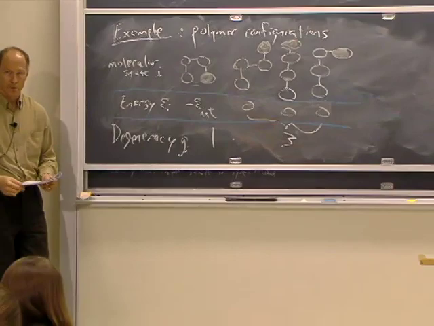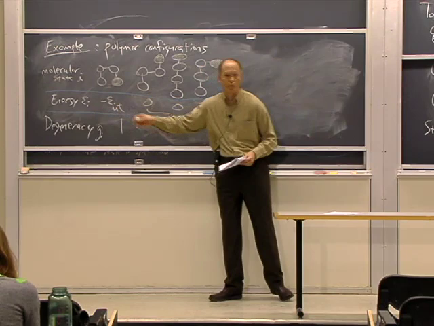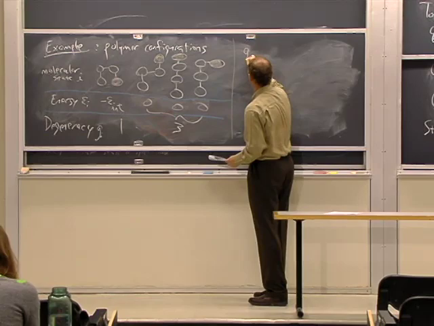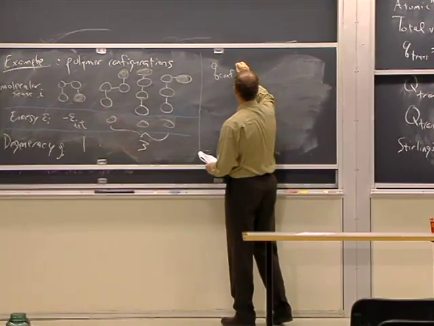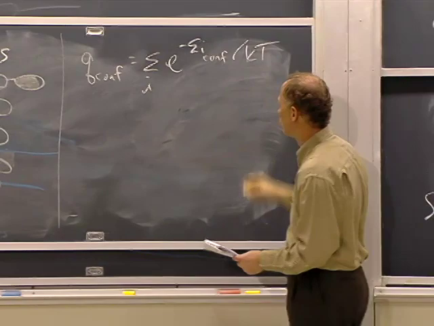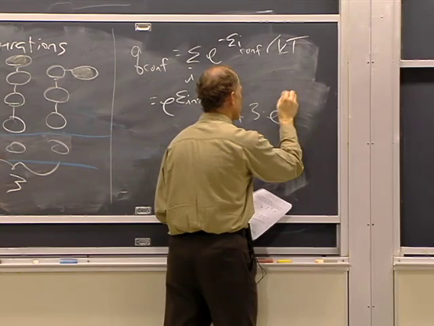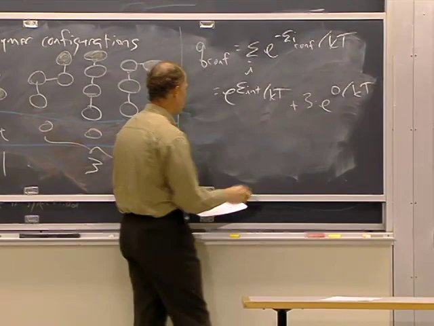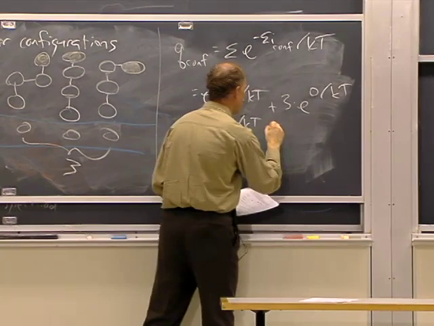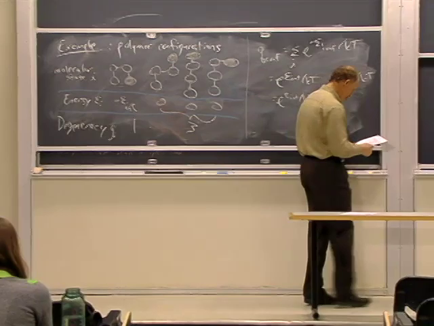Well, so what's our molecular partition function for this configurational degree of freedom? Well, we can label it little q configurational. So we're going to sum over these states, e to the minus E_i for the different configurations over kT. So it's e to the E_int over kT, plus 3 times e to the 0 over kT, we'll get all those other three terms. So that's it. It's e to the E_int over kT plus 3. Remember, the interaction energy is negative E_int. It's a favorable interaction. E_int is a positive number. Okay. So that's our result.